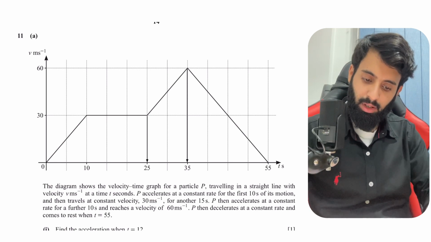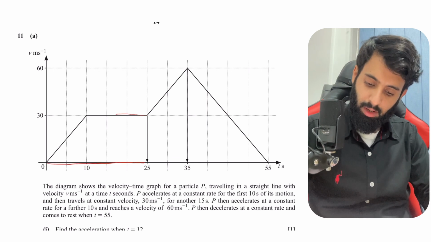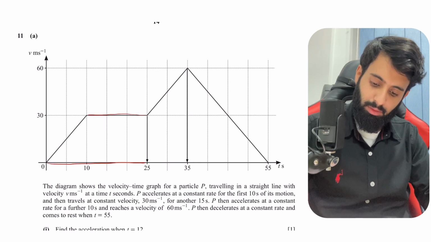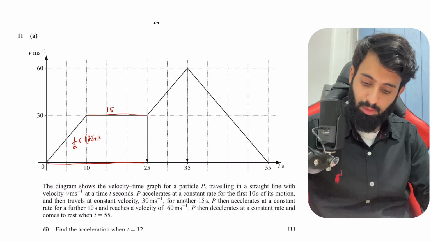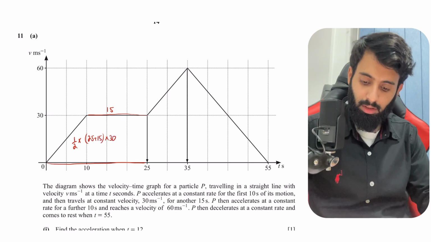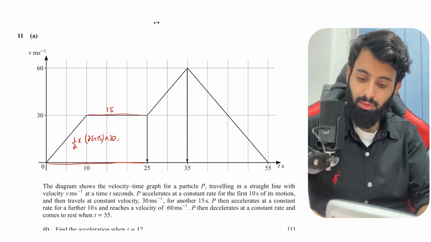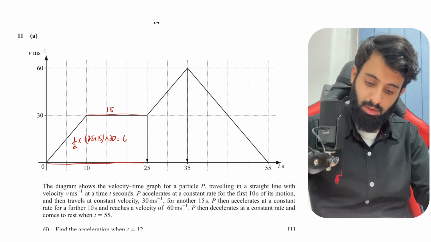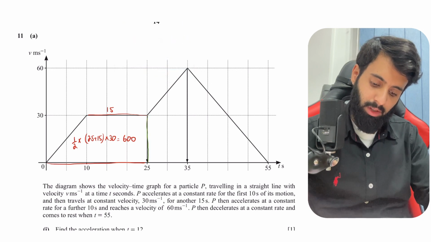So the trapezium right here has 2 parallel lengths, 25, and this length is going to be 25 minus 10, so that means this is going to be 15. So half times 25 plus 15 times 30. So what is this equal to? 0.5 times 25 plus 15, which is 40, times 30. So this is 600. Then we're going to find the area of this trapezium right here.